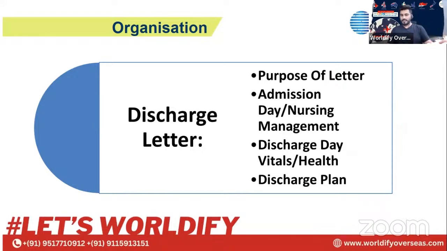You start with the purpose. You talk a little about admission day and nursing management. You summarize it in a very concise manner. You don't have to give all the details which have no use. So don't do that. You talk about the discharge day vitals. You can organize the paragraphs like this. And then you mainly talk about the discharge plan, the requirements, the needs, whatever you need from the nurse. This is how you write the discharge letter in a proficient manner.